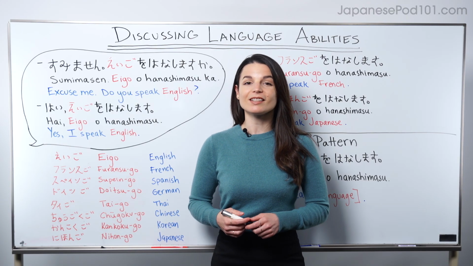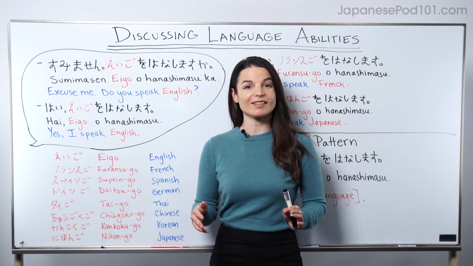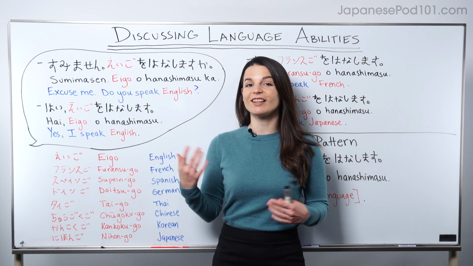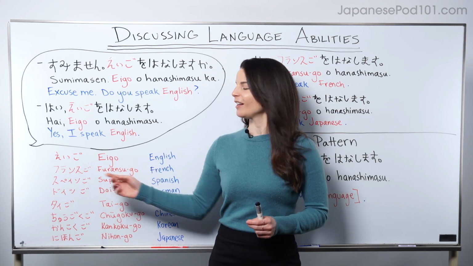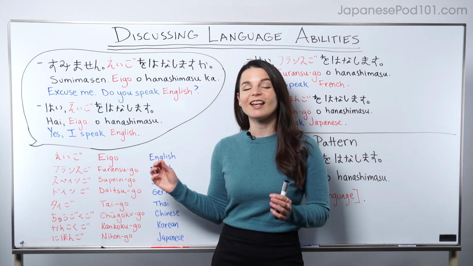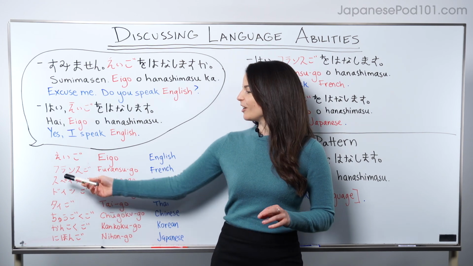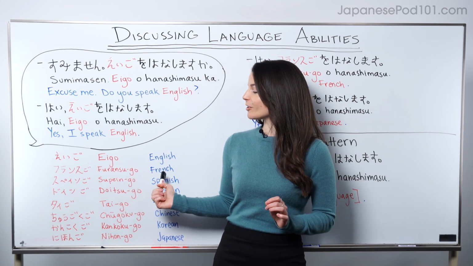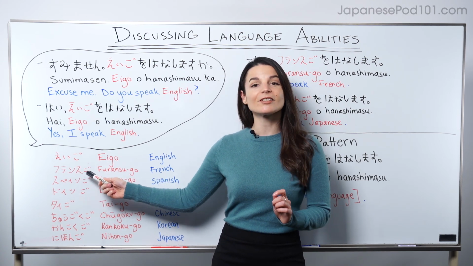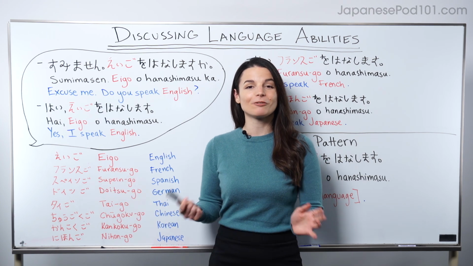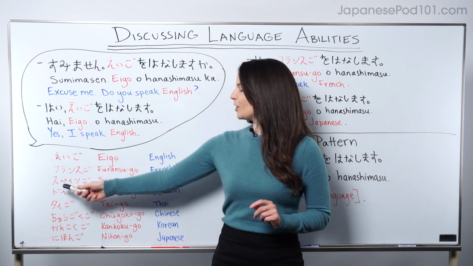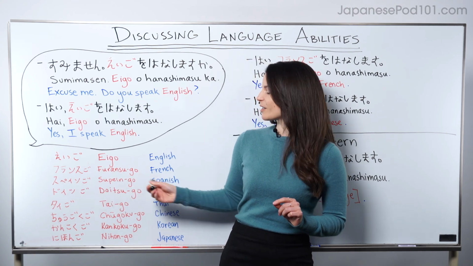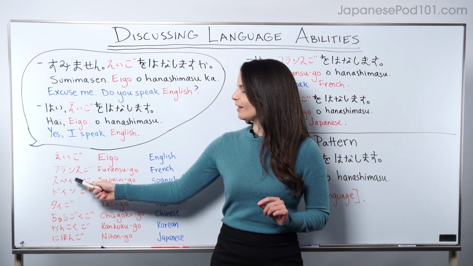Okay, next, let's take a look at the vocabulary words for this lesson. First is 英語. We saw this in the dialogue. 英語 means English. Next is フランス語, which means French. Next is スペイン語, which means Spanish.